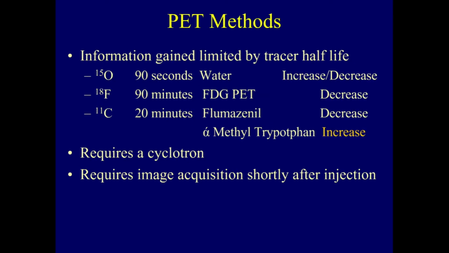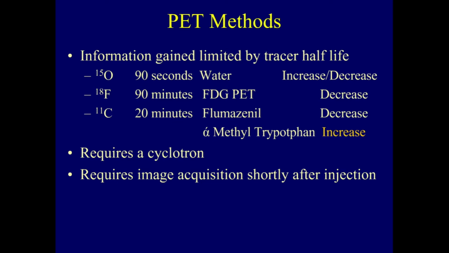The information gained from PET methods is limited by the tracer half-life. So O-15 has a half-life of 90 seconds. This is a marker of water. You can look for an increase or decrease of signal. The 18-fluoridated compounds have a half-life of approximately 90 minutes.